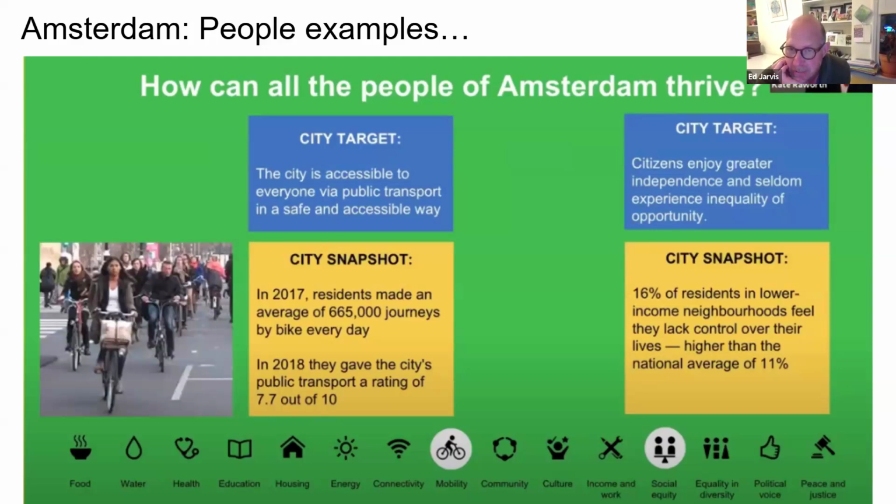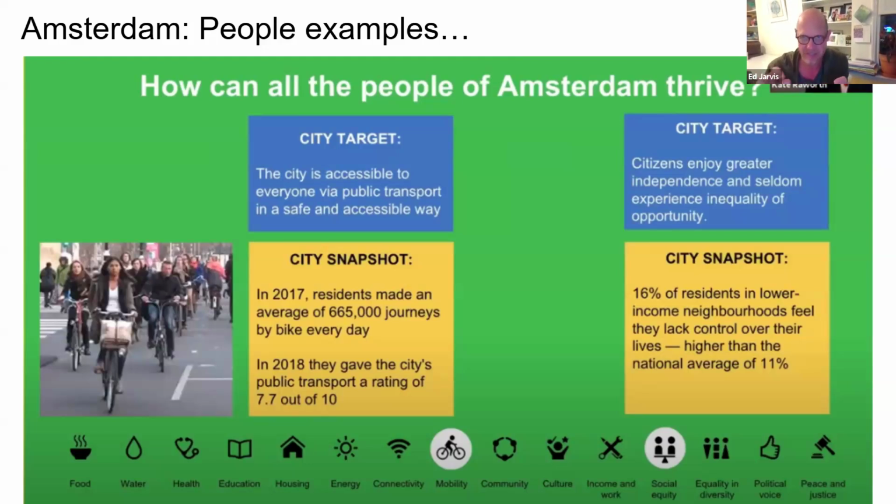They also looked at social equity. Well, they looked at all of these things, but let's just have a look at social equity. Citizens enjoy greater independence and seldom experience inequality of opportunity. Now, interesting, they found that 16% of residents in lower income neighbourhoods feel they lack control over their lives, higher than the national average of 11%. Right, so that just starts a whole different conversation that you probably wouldn't be having if you hadn't started to look at Amsterdam through the lenses of the donut, basically.